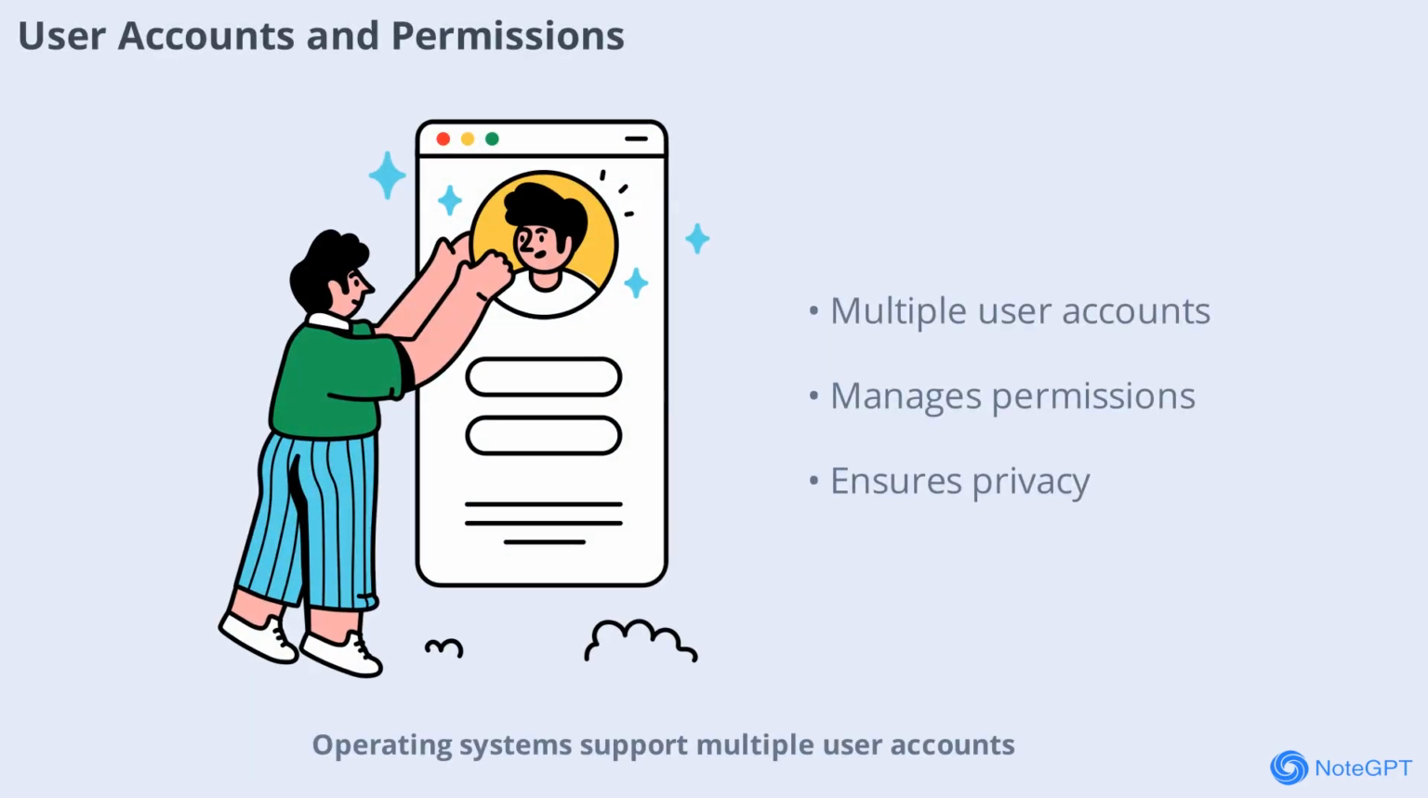Operating systems support multiple user accounts, each with its own settings and files. The OS manages permissions, controlling what each user can access and modify. This is essential for shared devices, ensuring privacy and security for everyone. Administrators have special privileges to install software and change system settings, while standard users have limited access.